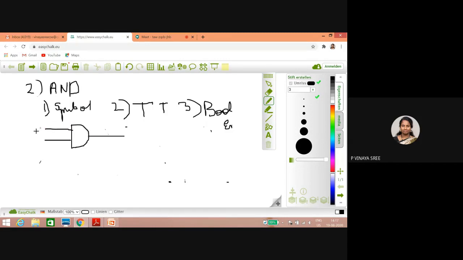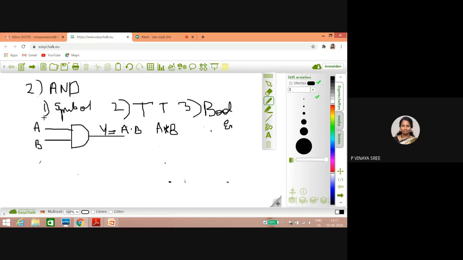As I have given 2 inputs, let me give the input names as A and B. Every time I give A and B, don't consider that the inputs should be only A and B. We can give X, Y, whatever we like. I'm giving inputs as A and B, and I'm considering the output as Y. AND is represented as A dot B, which can even be represented as A into B.